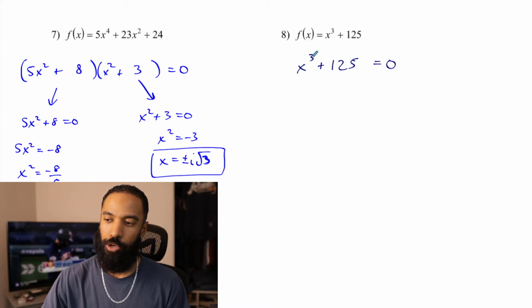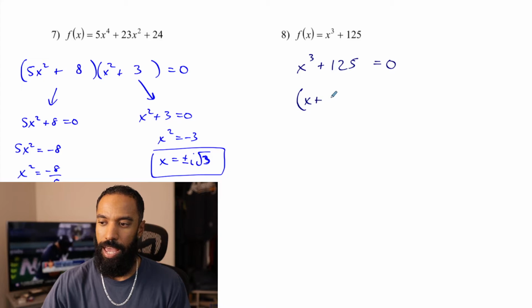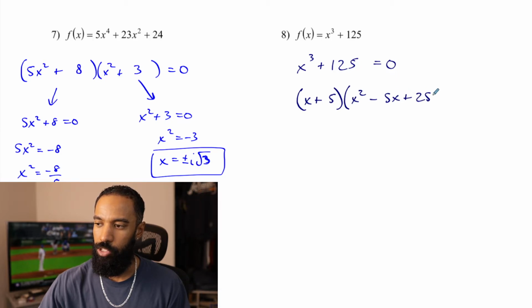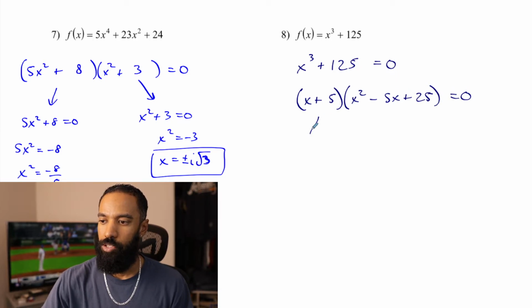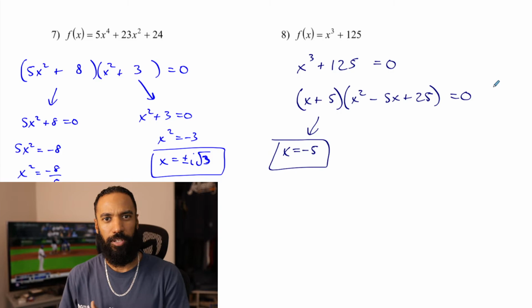If I cube x, I get x cubed. If I cube 5, I get 125. So this is going to be your a plus b. And then you get a squared minus ab plus b squared right there. So negative 5 is a solution. But the other one, you set this equal to 0. Once again, quadratic formula, or completing the square.